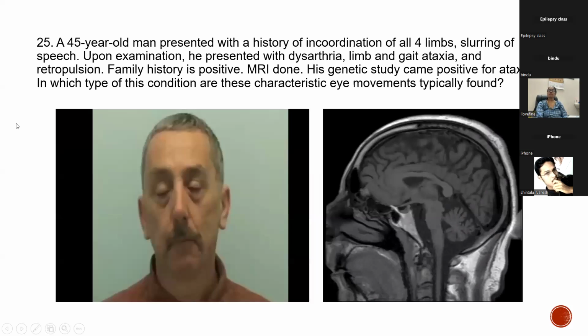Question number 25. A 45-year-old man presented with history of incoordination of all four limbs, slurring of speech. Upon examination, he is found to have dysarthria, limb and gait ataxia, and retropulsion. The family history is positive and MRI is done. His genetic study came positive for ataxin 2. In which type of the condition are these characteristic eye movements typically found? We are testing saccades.